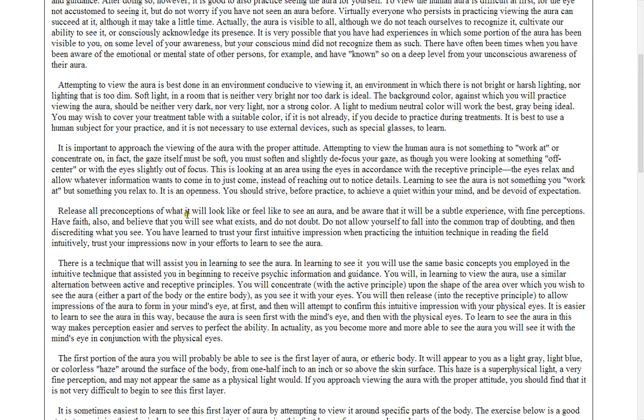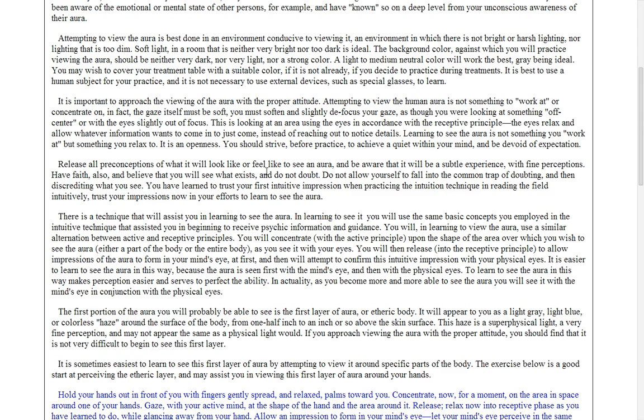You should strive before practice to achieve a quiet within your mind and be devoid of expectation. Release all preconceptions of what it will look like or feel like to see an aura or chakra. And be aware that it will be a subtle experience with fine perceptions. Have faith also and believe that you will see what exists. And do not doubt. Have faith and trust.